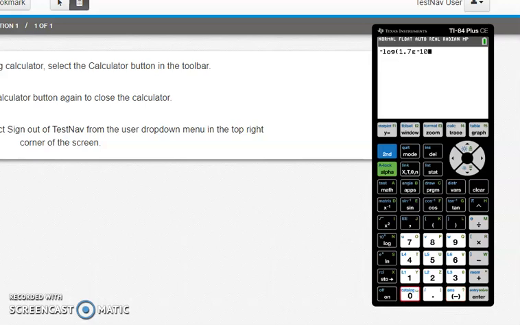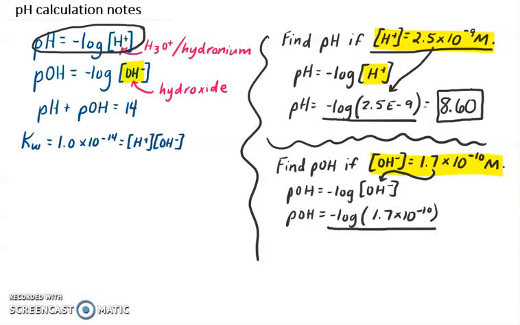And again, I got this calculator on the Practice MCA site. 9.77 is what that rounds to. So again, we tend to go to 2 decimal places. So pOH equals 9.77. So that is a really brief introduction on how to calculate pH and pOH.